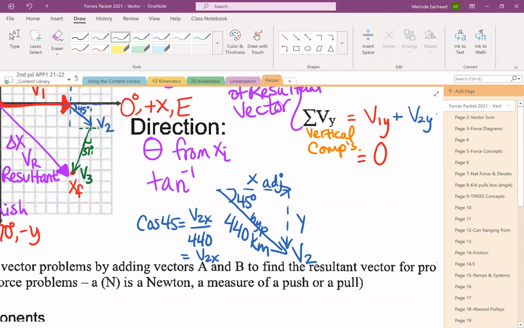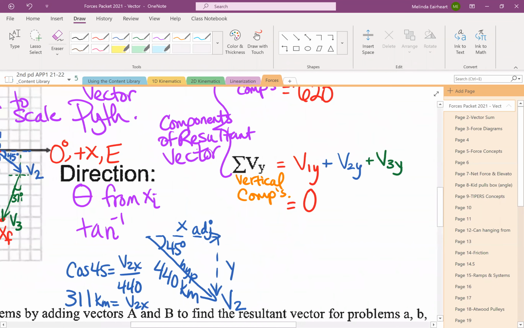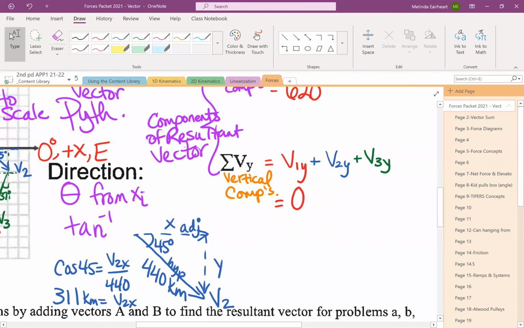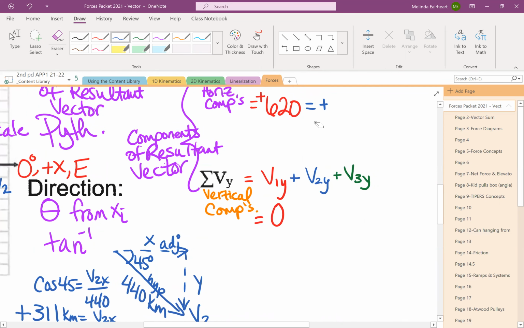Always check. And so we multiply both sides by 440, and I get 311. Yes, there's a decimal, 0.12. I'm just going to drop it. And so 311, and it would still be kilometers, okay? So again, apples, apples, avocados, avocados. If I have a hypotenuse in kilometers, all my components are kilometers, okay? And so that's V2x. Now it's eastward. Is that positive or negative? East is positive, so it should be a positive 311. And you're like, well, duh, Miss Earhart, the calculator told me.